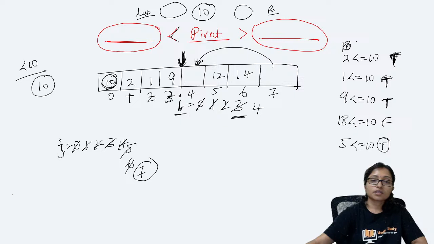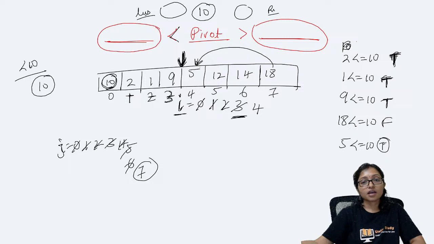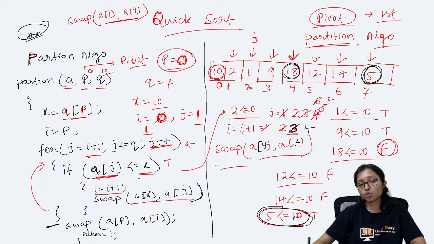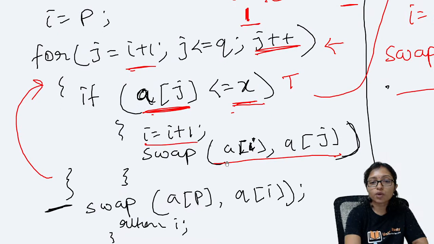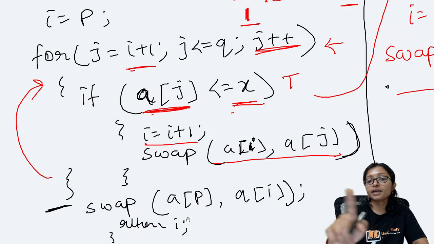This is swapping here, 5 and 18. Done. Yes. Now what will happen? Now it is coming out from the loop. After coming out from the loop, again the last swapping will happen here. This is the last swapping between AP and AI.